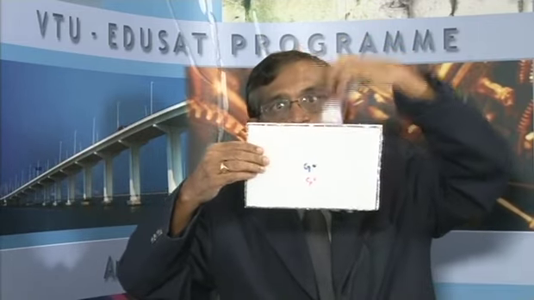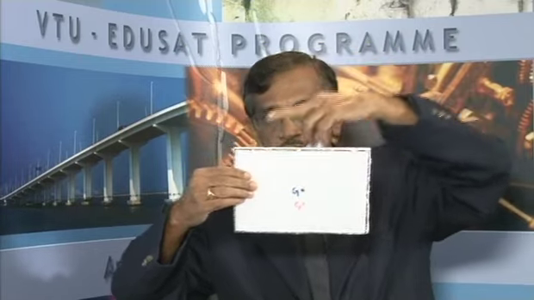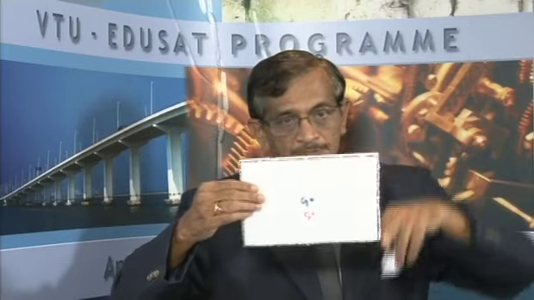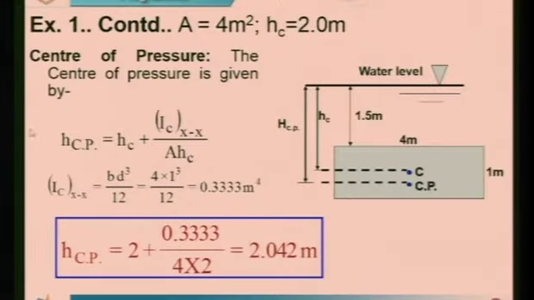So mind it well, the center of pressure for this small problem in which the plate was lying 1.5 meter below the water level, for a rectangular plate having 4 meter length parallel to water level and depth is 1 meter. We have calculated based on the formula HCP is equal to HC plus ICXX divided by AHC. Centroid depth from the free surface 1.5 plus this is 0.5 because this is 1 by 2 is 0.5. So we have 2 meter.